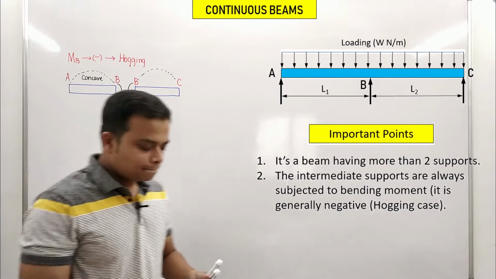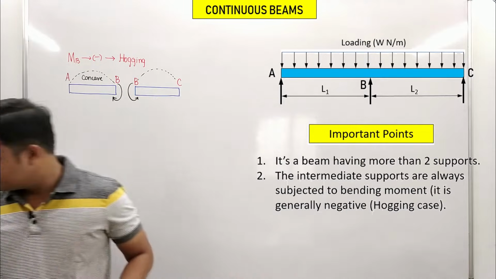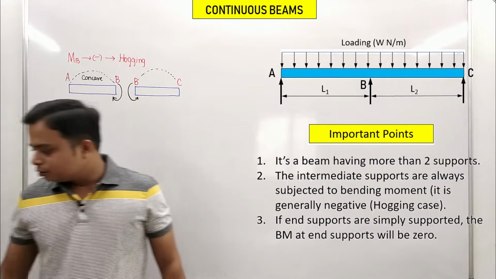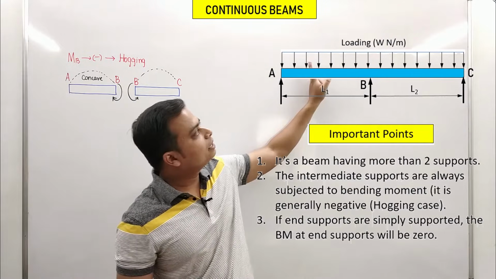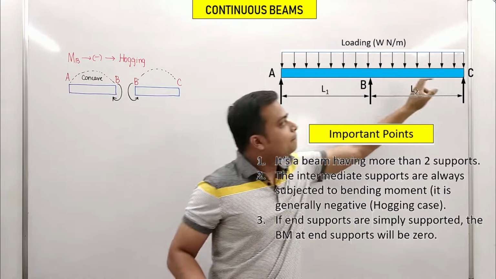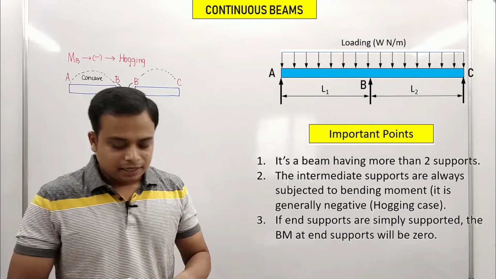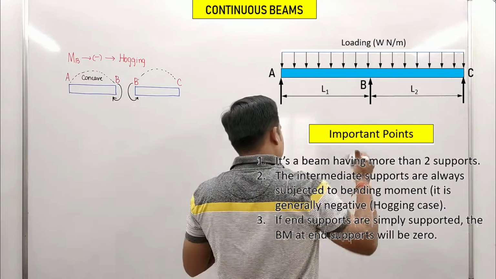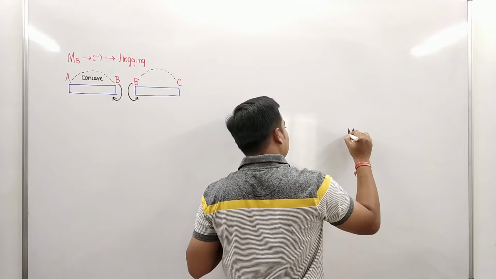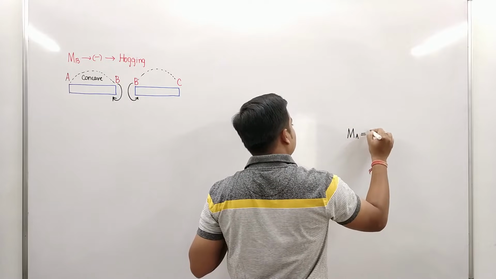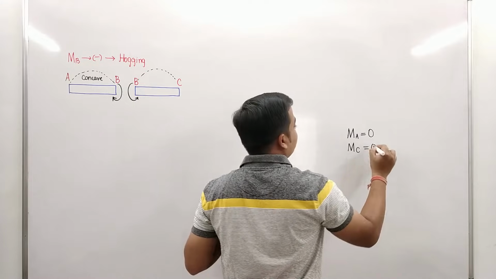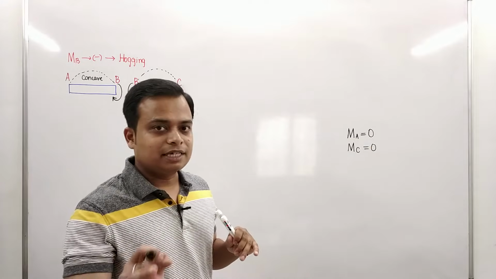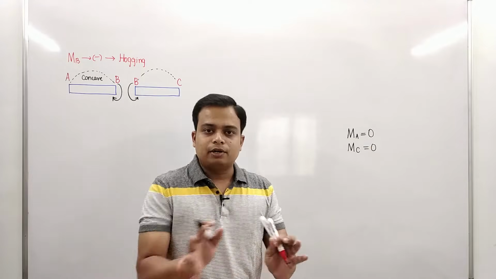That's it. Point number three. What does this convey? So if the ends are simply supported, by that I mean to say at A and at C, they are simply supported, then when you apply the three moment theorem, bending moment at A is going to be equal to 0, and at the same time bending moment at C is also going to be equal to 0. So this is exactly what this third point is trying to convey.